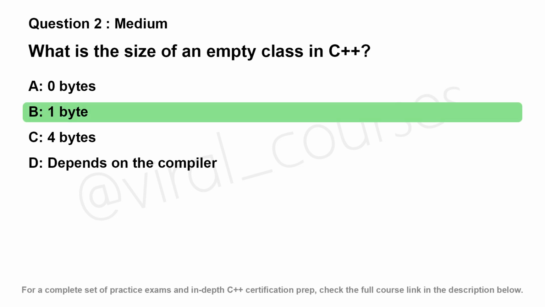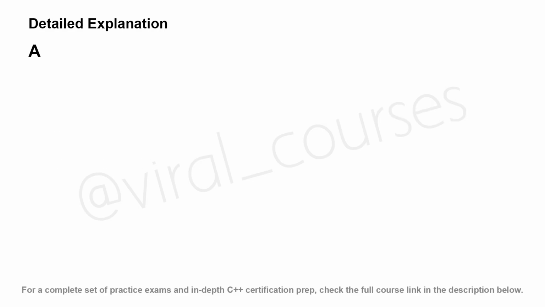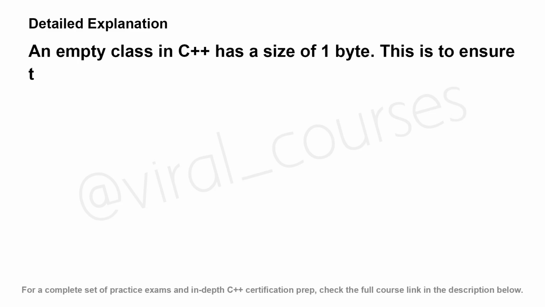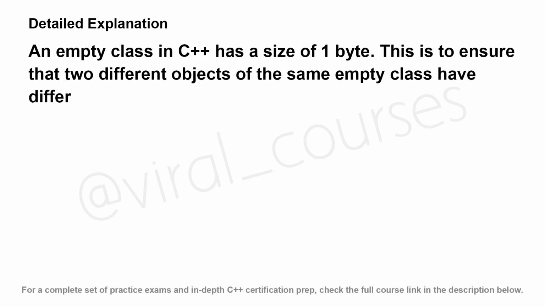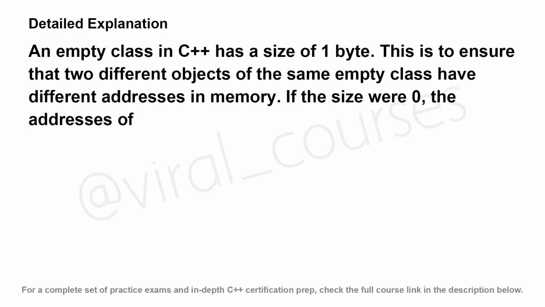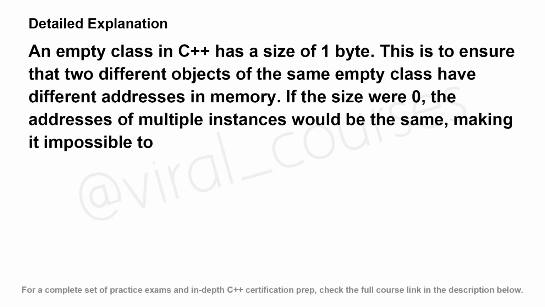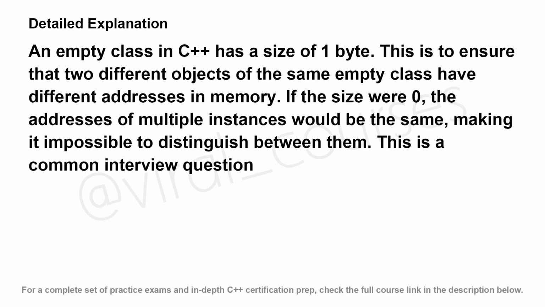The correct answer is B. An empty class in C++ has a size of 1 byte. This is to ensure that two different objects of the same empty class have different addresses in memory. If the size were 0, the addresses of multiple instances would be the same, making it impossible to distinguish between them. This is a common interview question regarding object identity.